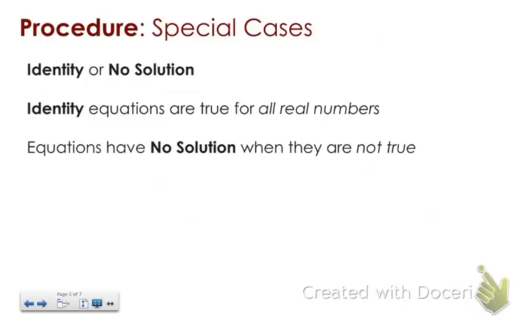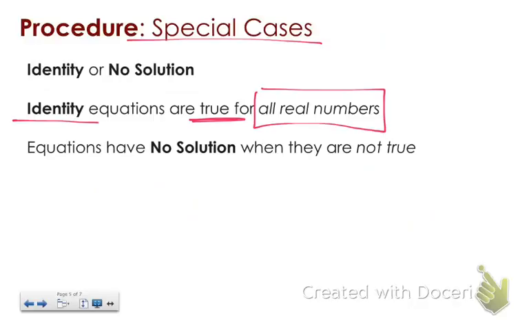Okay, so when solving equations, we also have some special cases, and those are the identity and an equation that has no solution. An equation is an identity if it's true for all real numbers. That means if you end up with a statement that's true but can't be solved any further, then your answer is all real numbers. If you end up with an equation that's telling you something that's not true, then you write no solution.